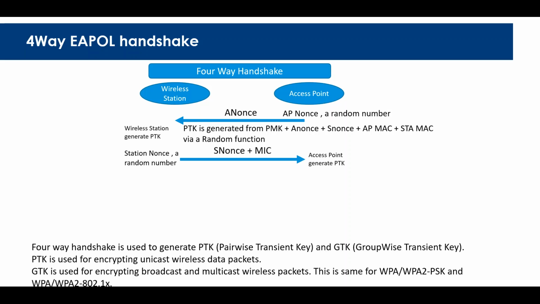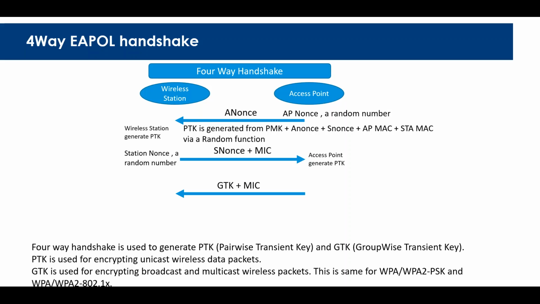Once the wireless station generates the PTK, the wireless station will send message 2 to the access point, which contains the SNonce plus the MIC. SNonce is a station nonce, again a random number, and MIC is generated as part of a key from the PTK. Once the access point receives message 2, the access point has all the information to generate the PTK. And at this time, the access point can really validate whether the station is using the same passphrase or PMK.